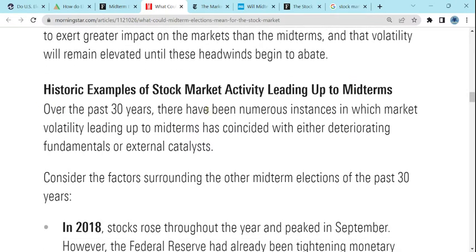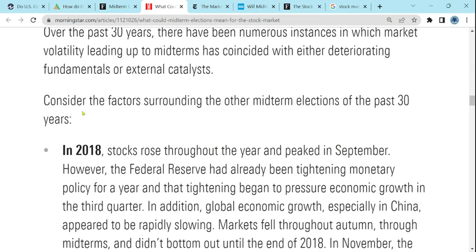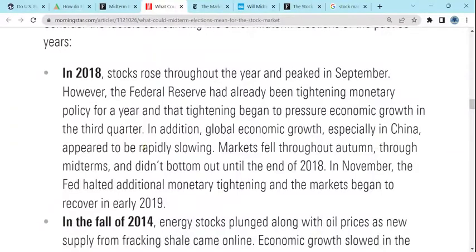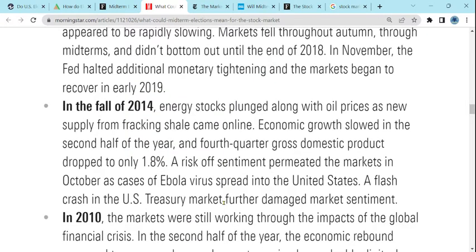So here's some historical examples of stock market activity leading to the midterms over the past 30 years. Numerous instances in which stock market volatility leading up to the midterms has coincided with either deteriorating fundamentals or external catalysts. So they consider factors over the past 30 years. So in 2018, the market fell through autumn, through the midterms, and didn't bottom until the end of 2018. And again, they're picking specific examples. I'll let you read these in more detail, the specific example years.